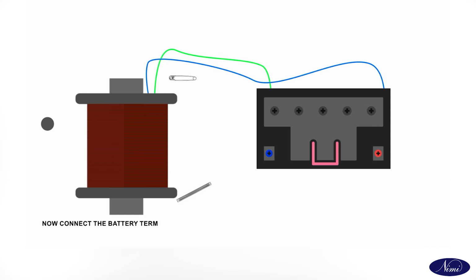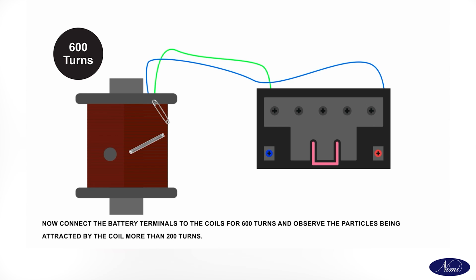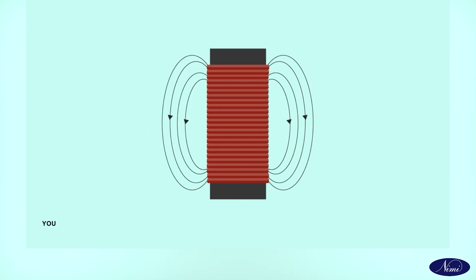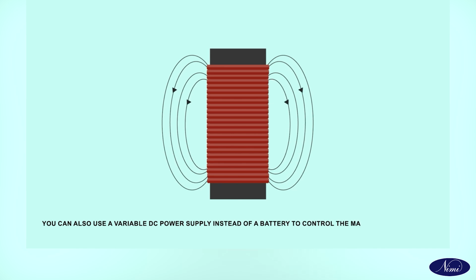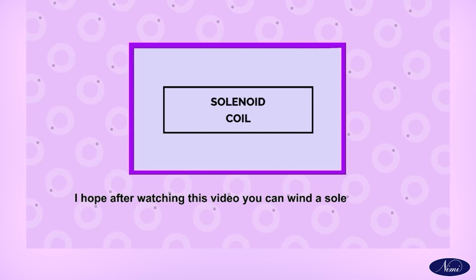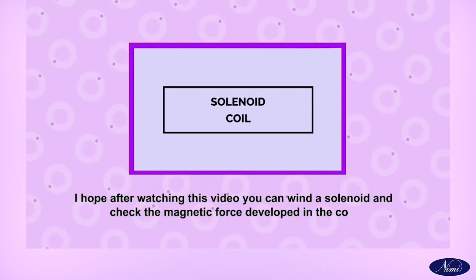Now connect the battery terminals to the coils for 600 turns and observe the particles being attracted by the coil more than at 200 turns. So a greater number of turns will generate a stronger magnetic field. You can also use a variable DC power supply instead of a battery to control the magnetic field by controlling the current flow in the solenoid. I hope after watching this video you can wind a solenoid and check the magnetic force developed in the coil.